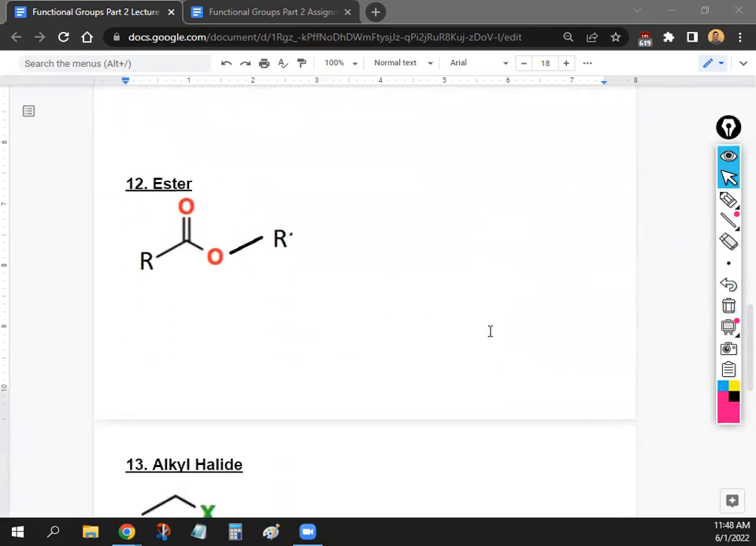But the last one is called an ester. An ester is where you have a carbon double bond to an oxygen. You have the carbon bonded to an oxygen, and that oxygen continues the carbon chain. Okay. So this oxygen right here, it's basically an ether. I don't know if you guys remember ether, but it's like an ether, but one of the carbons is double bonded to an oxygen.